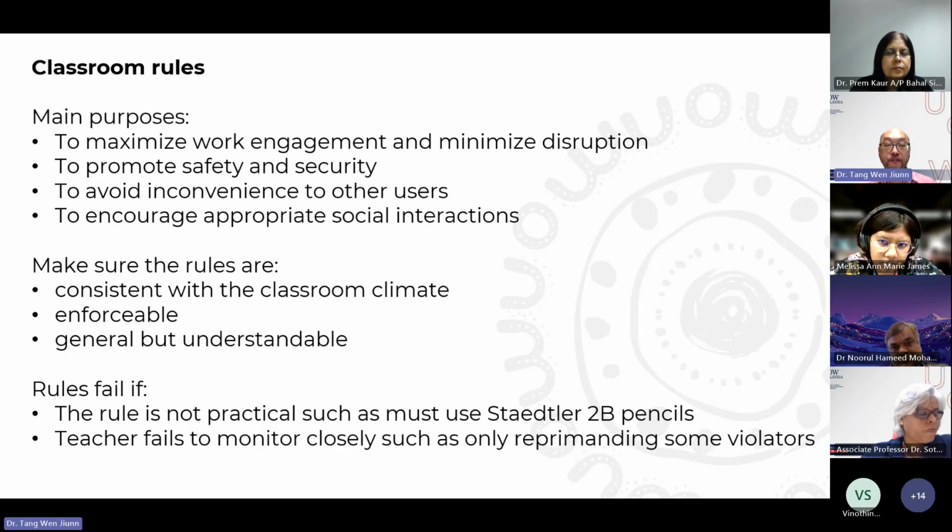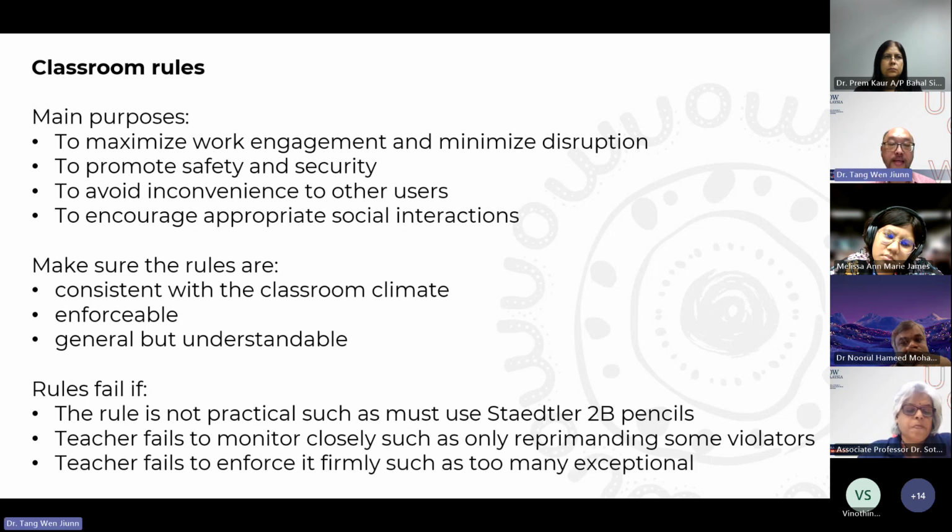Next is teachers fail to monitor closely, such as only reprimanding some violators. This one is you are not enforcing the rules that you just laid down. You just pick and choose who you want to punish. If students see that you practice favoritism, then it becomes very chaotic in the long run. And the last one, failing to enforce it firmly, and too many exceptions. This will also cause the rules to become invalid in the long run.